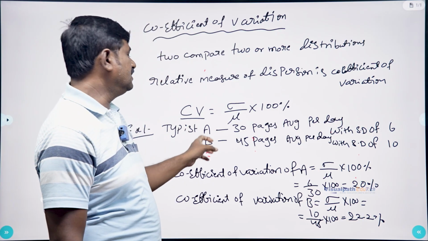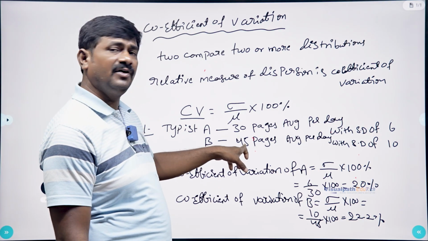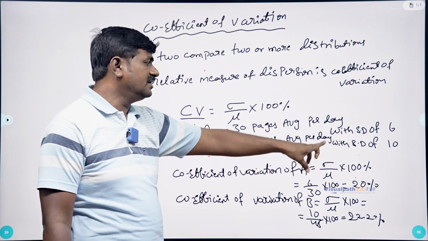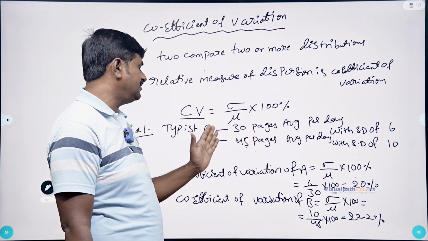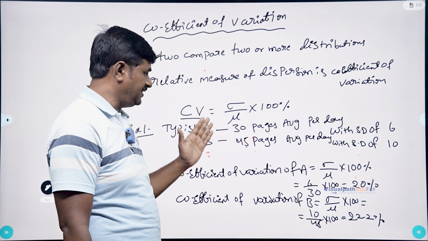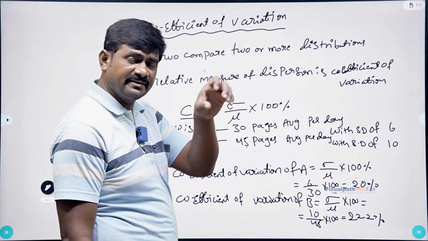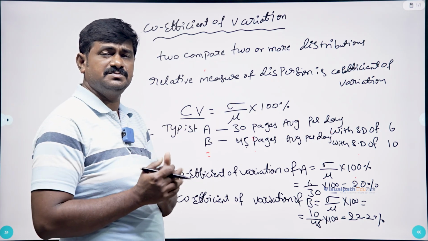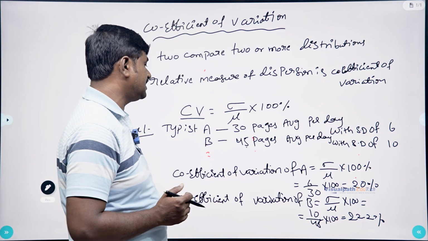Similarly, we have one more typist, B, who can type 45 pages on an average per day with a standard deviation of 10. So these are the individual distributions we have, typist A and typist B. We have to compare these two and find which performance is best. For that purpose, we have to calculate the coefficient of variation.